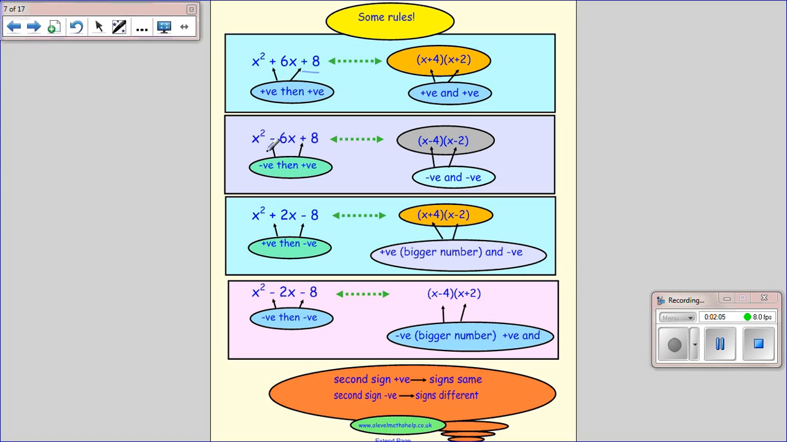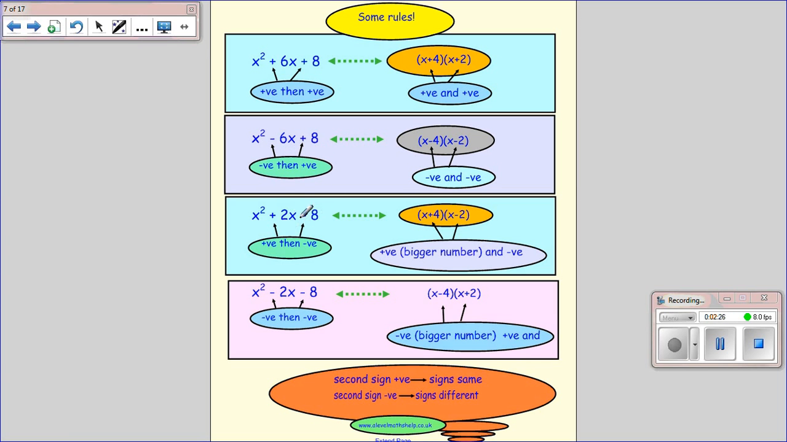So here, if I have a negative here and a positive here, we can only get that by having two negative signs. So the minus 4 times the minus 2 will give us positive 8, like we want, and then minus 4 plus minus 2 will give me minus 6, which is what we want.